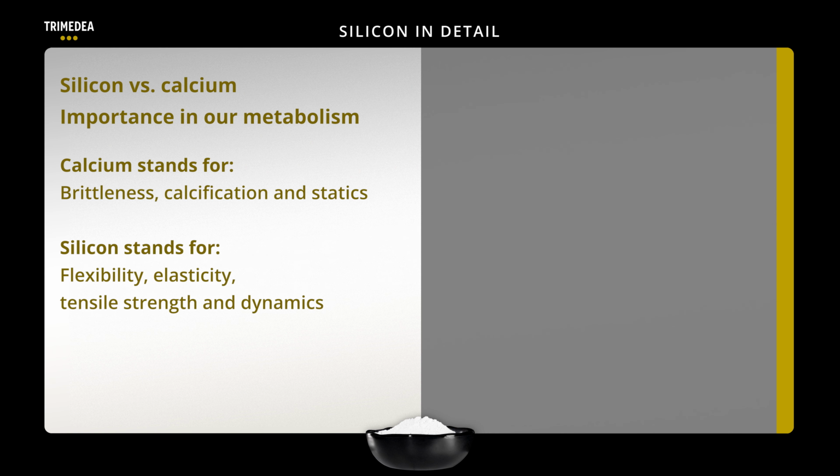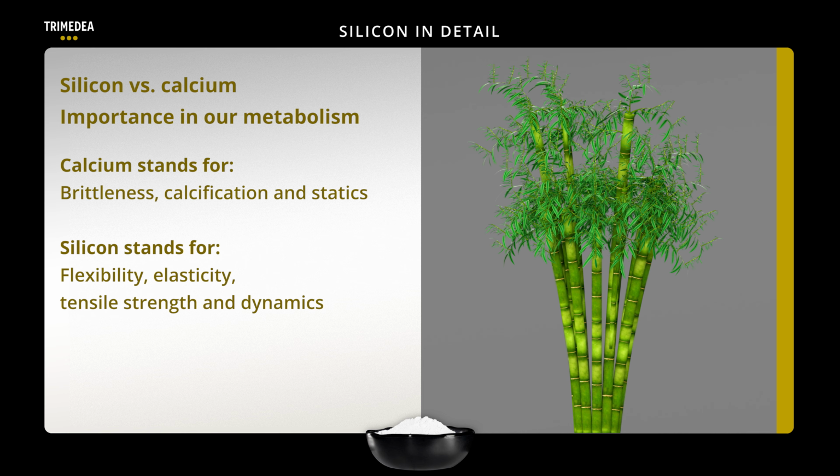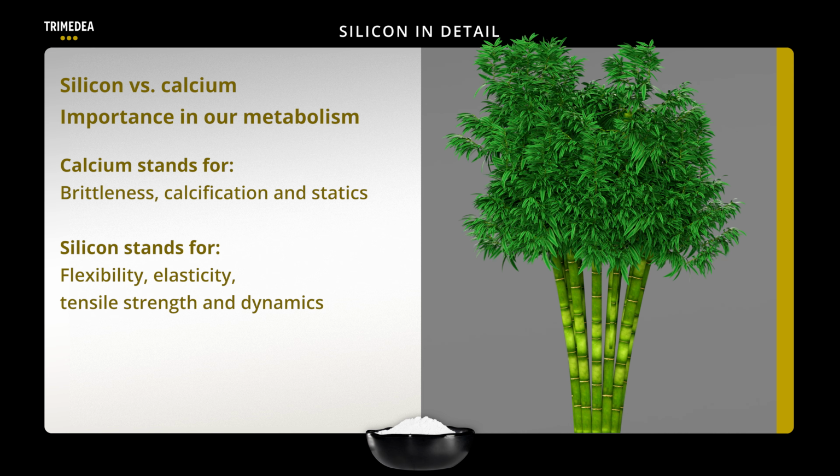The role of silicon versus calcium in our metabolism. Calcium stands for brittleness, calcification, and stasis. Silicon stands for flexibility, elasticity, tensile strength, and dynamics.